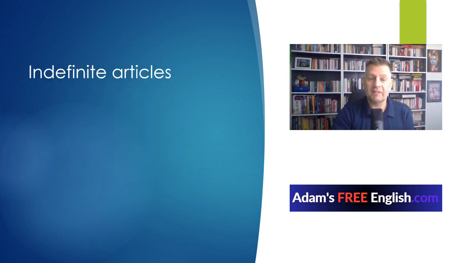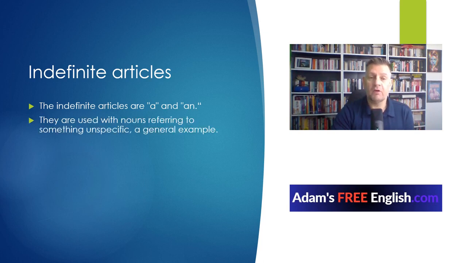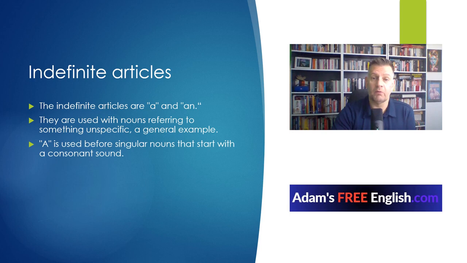By contrast, indefinite articles are a or an. And these are used with nouns referring to something unspecific, a general example. So a would be used before singular nouns that start with a consonant sound. So for example, I saw a dog. Dog starts with D. D is a consonant. It's not a vowel. The vowels are A, E, I, O, U.